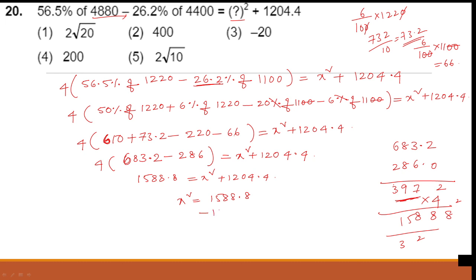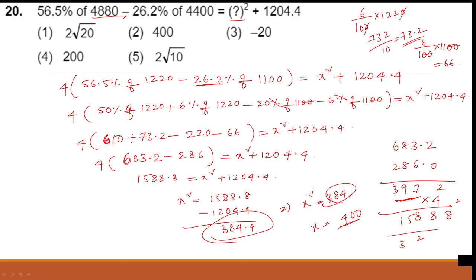Now the x square is 1588.8 minus 1204.4. Now how much? Tell me. This is 384. We got, actually, x square is equal to 384. We can take it as approximately 400. Now the x value is square root of 400, that is plus or minus 20. So we have only minus 20. So that is the answer.